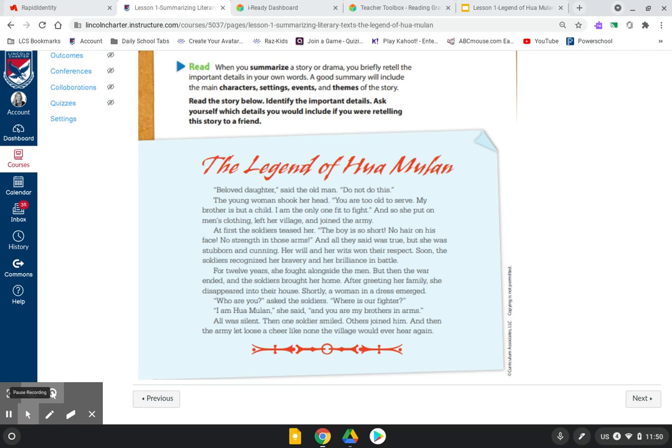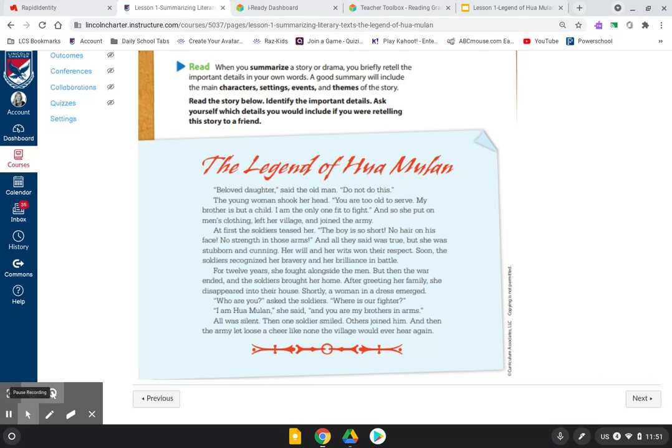At first, the soldiers teased her. The boy is so short. No hair on his face. No strength in those arms. And all they said was true, but she was stubborn and cunning. Her will and her wits won their respect. Soon the soldiers recognized her bravery and her brilliance in battle. For 12 years, she fought alongside the men, but then the war ended and the soldiers brought her home.